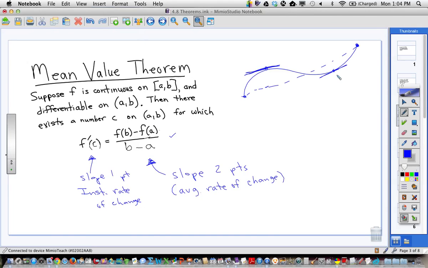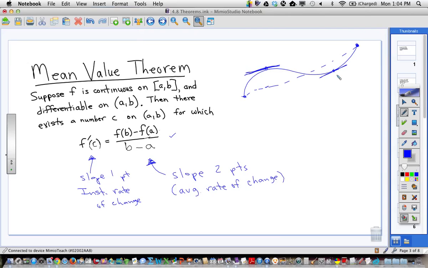If you want to think rate of change, another way to think about this is if I drive from here to Grand Island and I average 60 miles an hour, what do you know? At some point you had to be going 60 miles per hour.